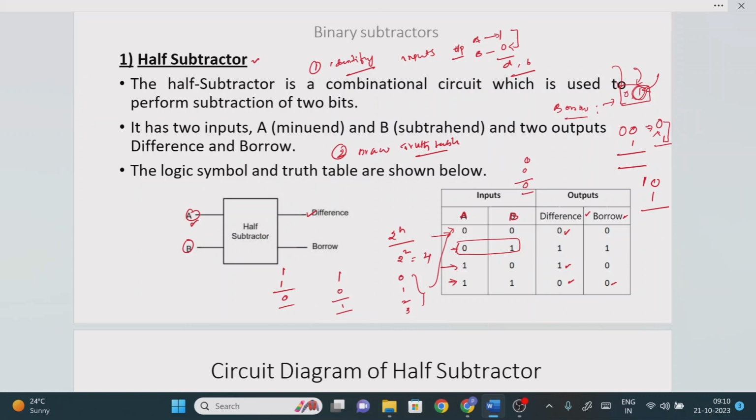What is this number if you observe exactly? So 1, 0 minus 1, right? What is the value of 1, 0? 2 minus 1, right? The binary number 1, 0 is decimal number 2. So 2 minus 1 means what is the answer? 1. Now what is the value of this difference? Difference equal to 1. Now did we take a borrow, right? What is that value? Borrow 1, right? So this is how we are going to draw the truth table representation.